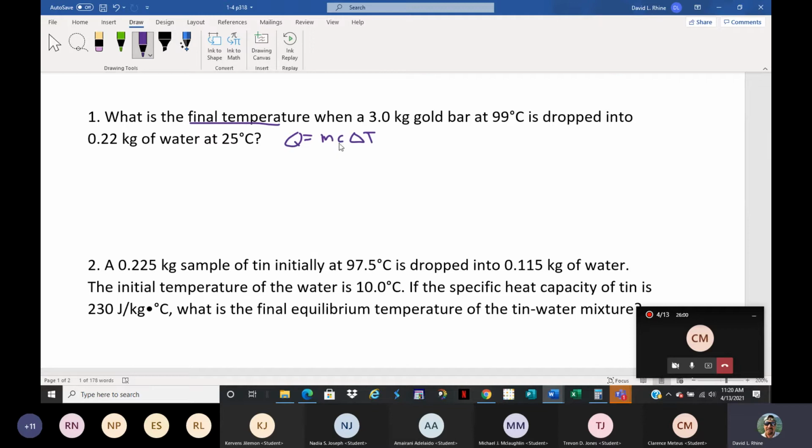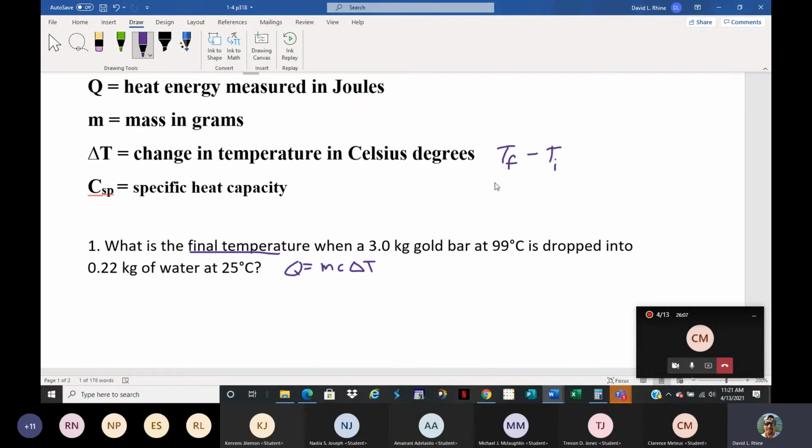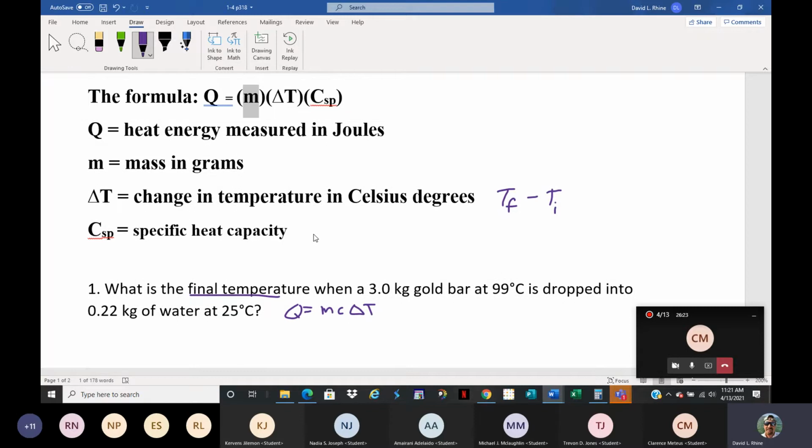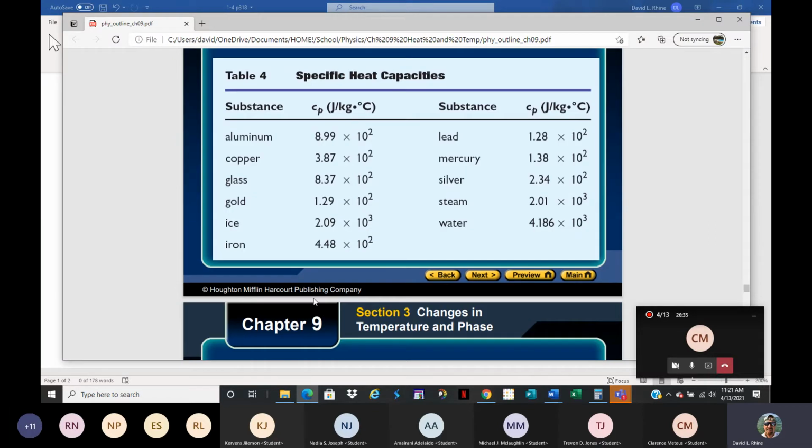M is the mass, C is the specific heat capacity, and this delta T is your change in temperature. Now, for change in temperature, you take your final temperature and subtract your initial temperature from it, and that will give you your change in temperature. Specific heat capacity will either be given to you in the problem, or you'll have to look at the table of heat capacities in your book or in the PowerPoint. So here those numbers are right here.